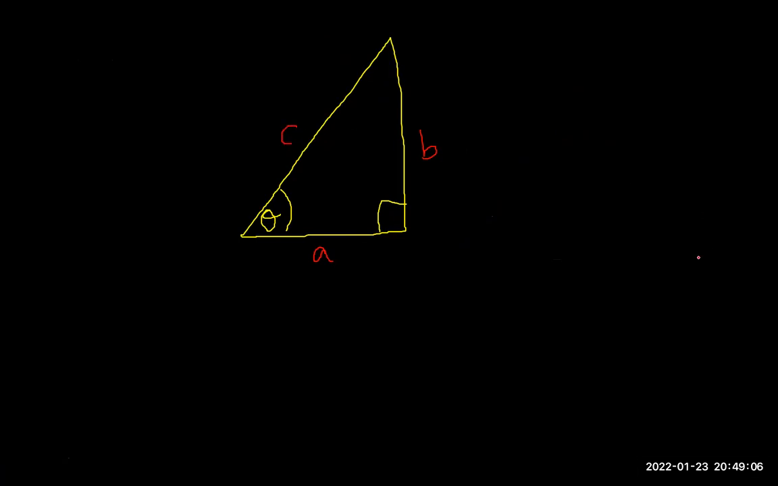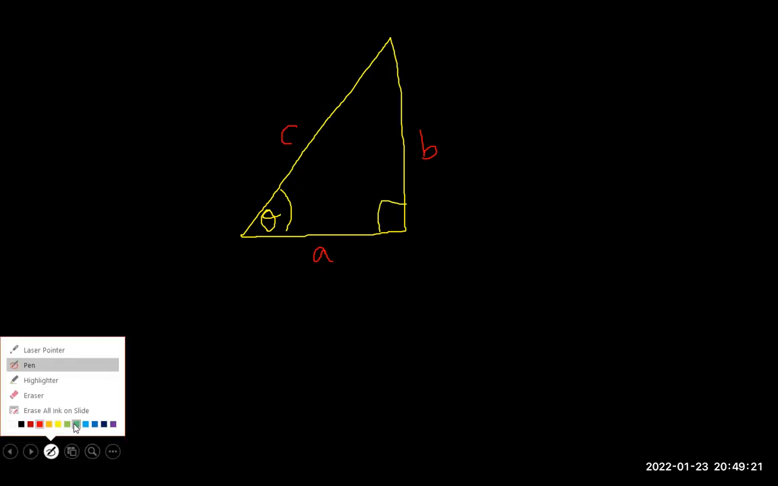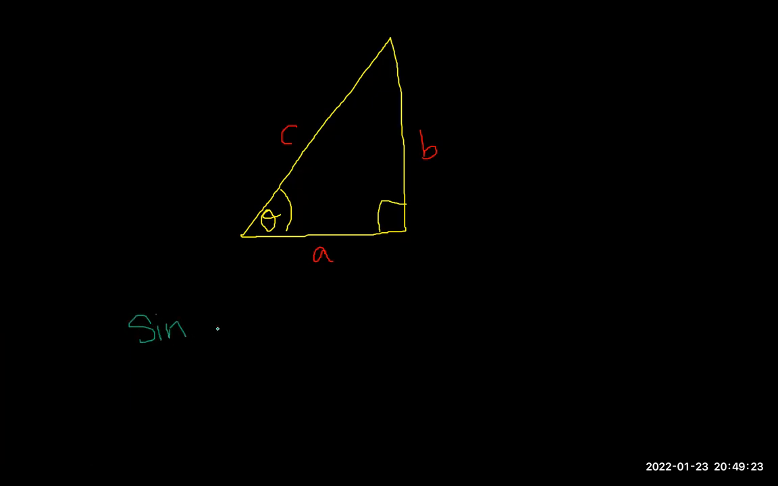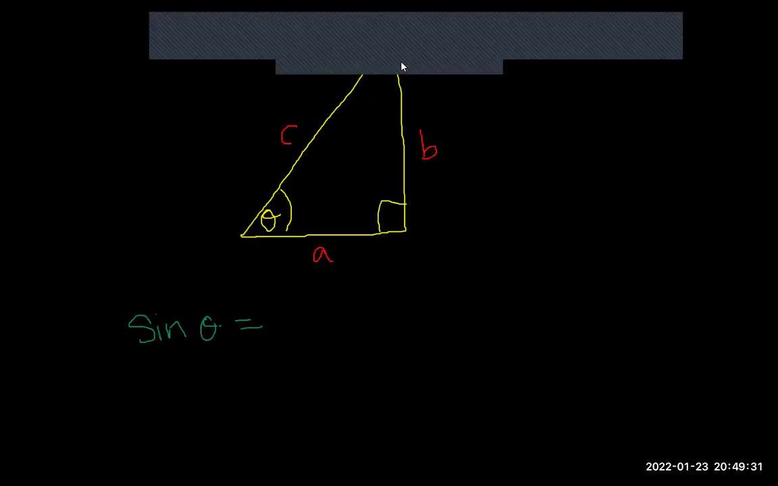we know trig functions, right? SOHCAHTOA. Sine is opposite on hypotenuse, cosine is adjacent on hypotenuse, tan is opposite on adjacent. So if I ask you what's sine theta, what would you tell me? Opposite over hypotenuse.